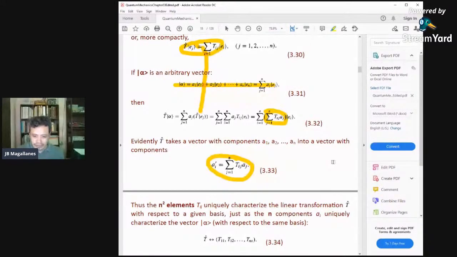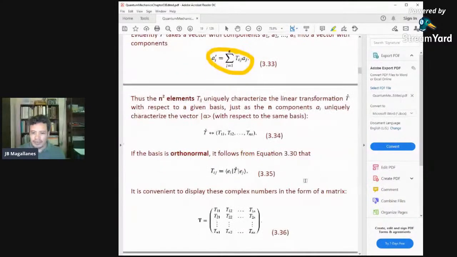So this is now the elements of your transformation. There are n squared elements of the transformation. So if you're transforming a vector that is three-dimensional, then the transformation will contain 9 elements.